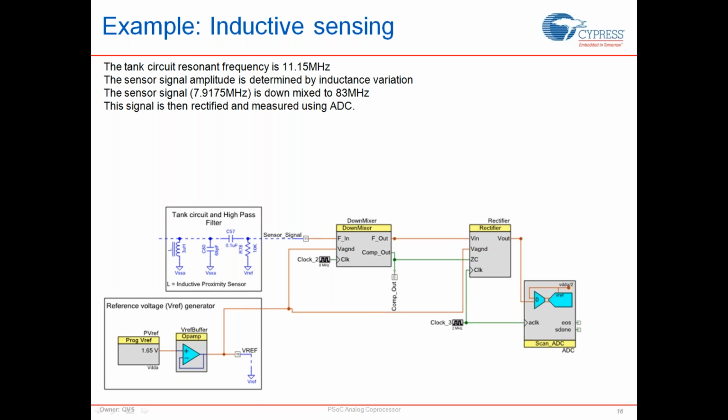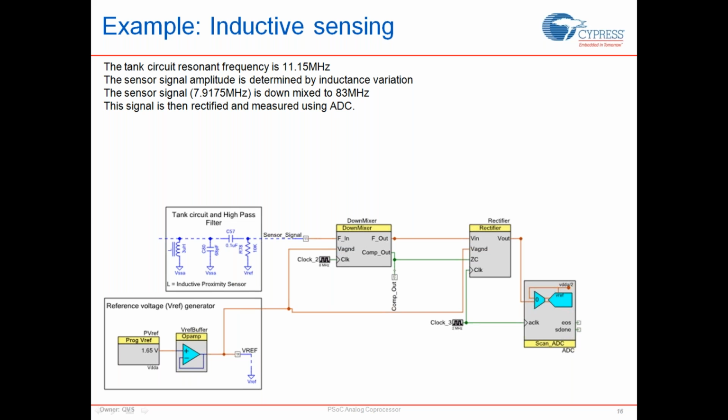The more it moves away from 11.15 towards 12 or 13, I'm going to start seeing that the slope is moving forward, and hence my 7.9175 megahertz excitation voltage is going to see a lower point on my slope, effectively giving me a lower amplitude. So as I bring in a metal object close to this inductor, it's going to send my resonant frequency to a higher frequency and hence reduce the output amplitude coming out of this tank circuit.